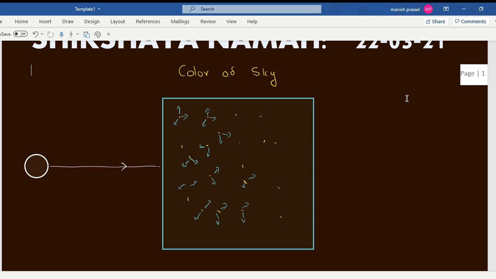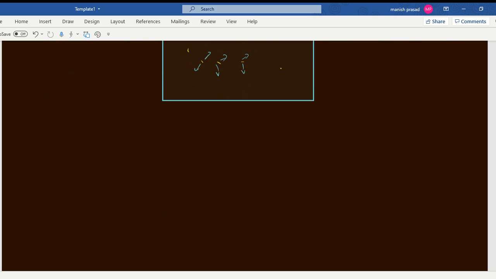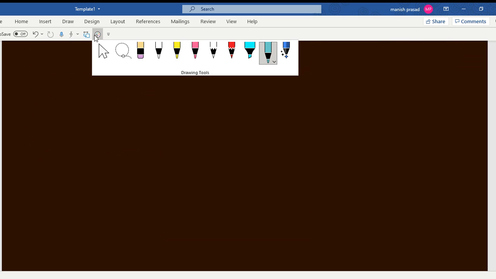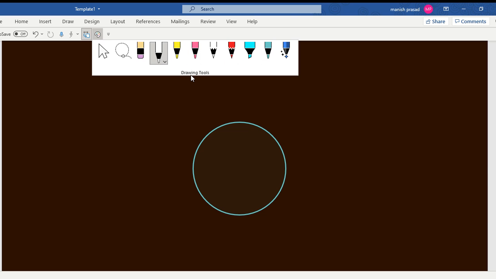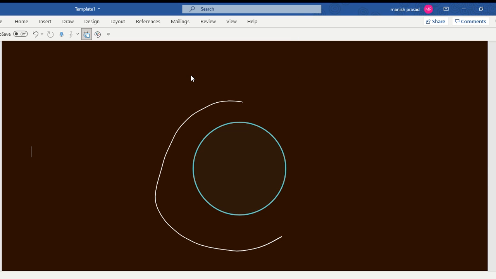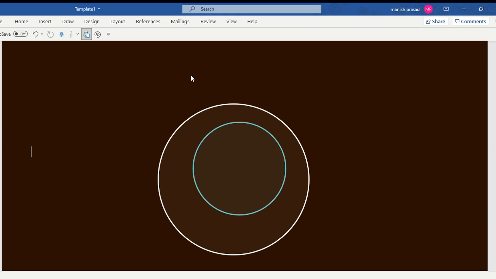But during the sunrise and sunset, what happens is the color of the sky changes. Let's look at it now out here. We have the earth, and then we have the atmosphere around it. So the earth, we had not taken it into shape. Now the atmosphere is around it. Let's change it a little, take it up.